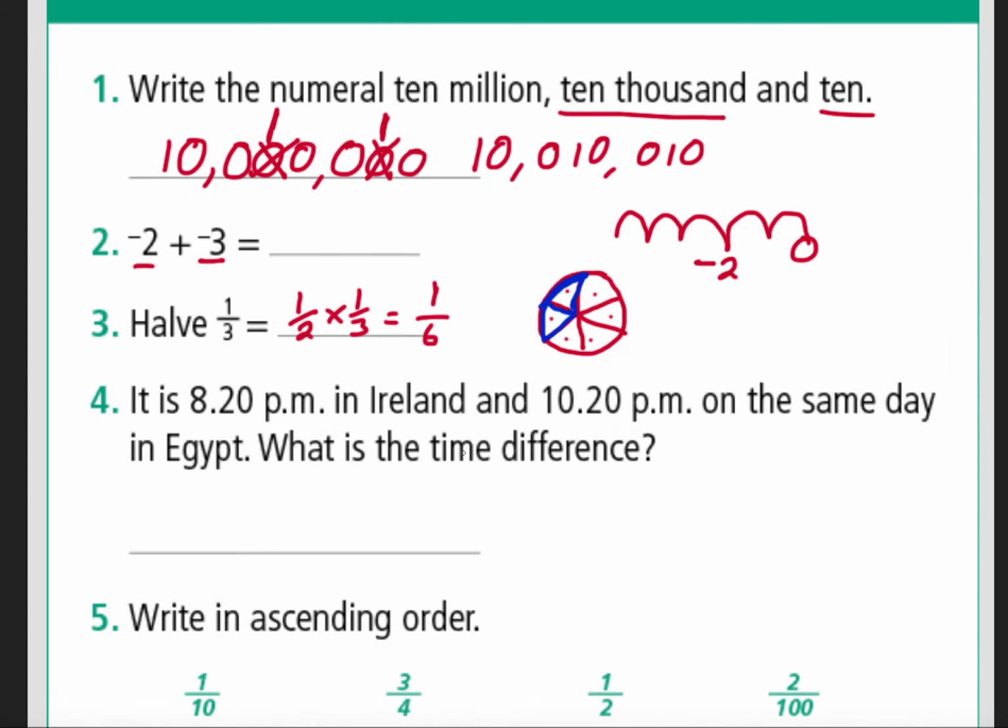Number 4, it's 8:20 p.m. in Ireland and 10:20 p.m. on the same day in Egypt. What is the time difference? Now, whenever you hear difference, you know that you're doing subtraction. So we have 10:20 p.m. and we have 8:20 p.m. and we are going to subtract one of those from the other, and that will tell you what is the difference here in hours between Ireland and Egypt.